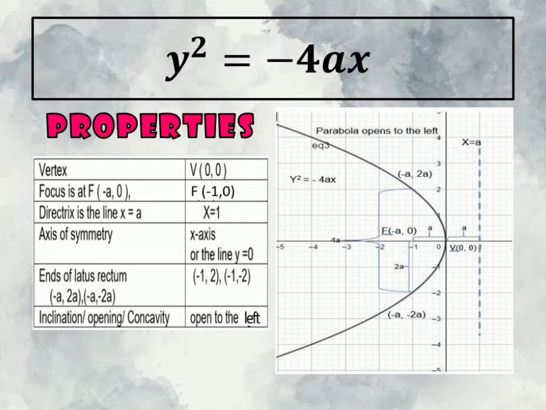The ends of the latus rectum are (negative a, 2a) and (negative a, negative 2a). Again, just substitute the value of a, which is 1, so the ends of the latus rectum are (negative 1, 2) and (negative 1, negative 2). And the opening, or the concavity, of this graph opens to the left.